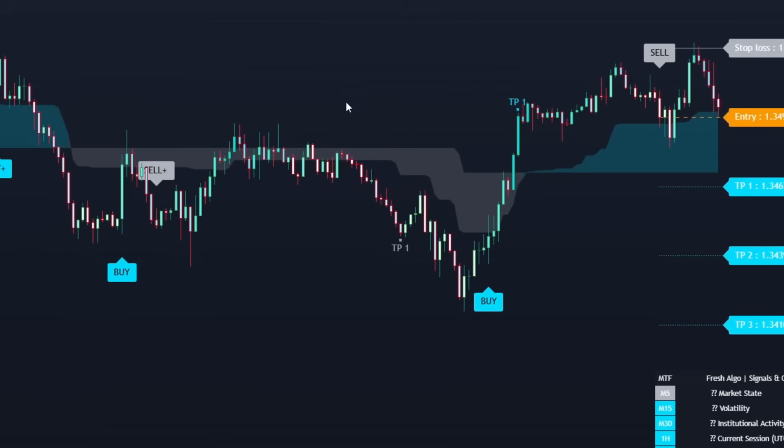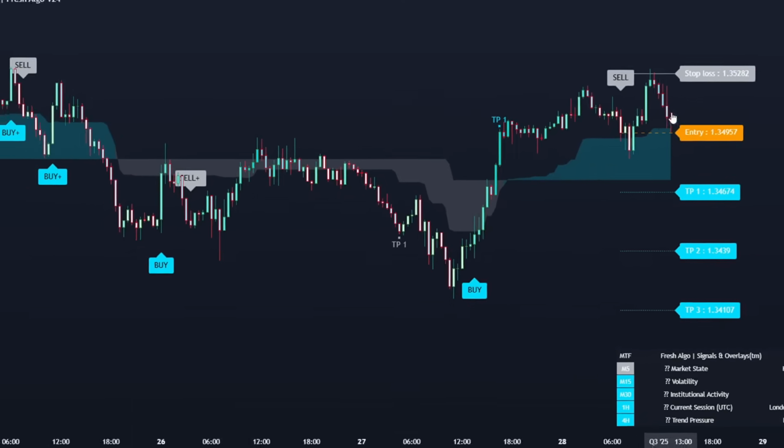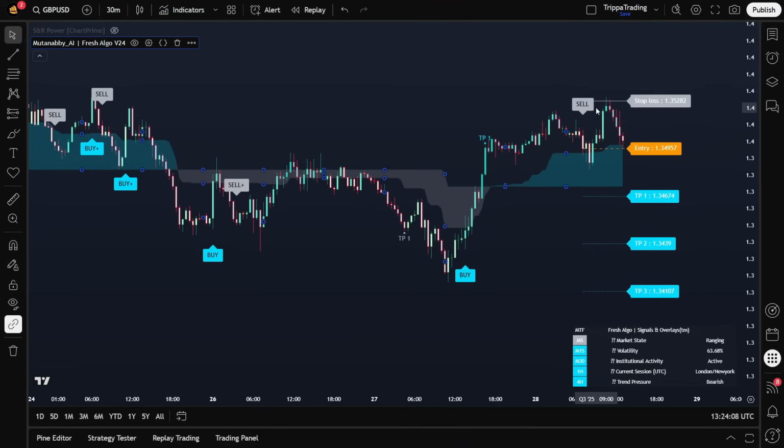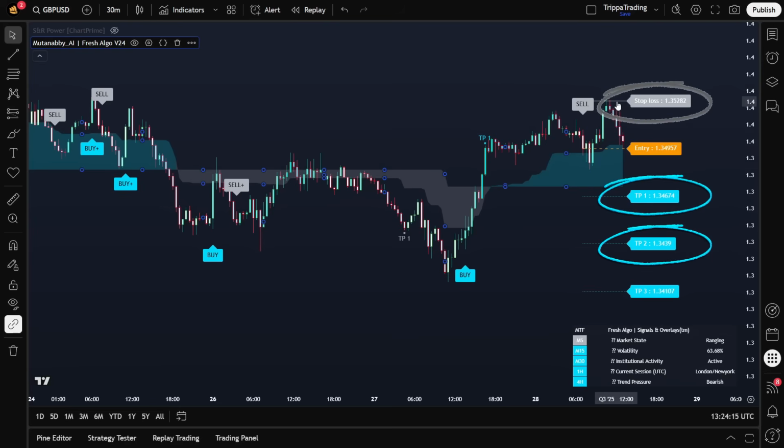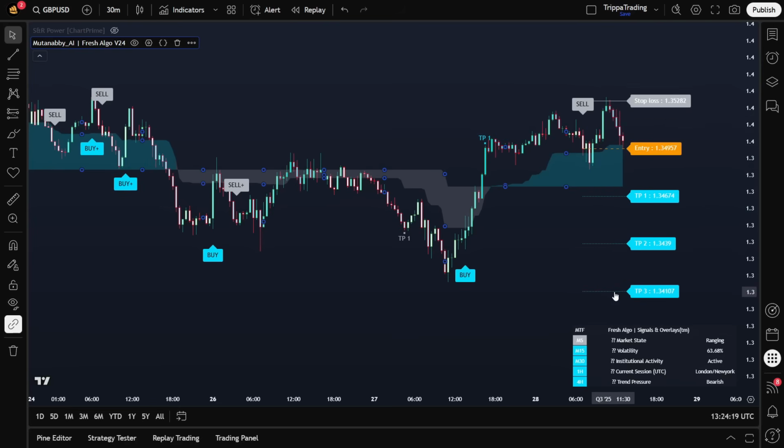It doesn't just say buy or sell. It gives you the entry, the stop loss, and multiple take profit levels right away. It's like having an assistant on your screen telling you, here's the plan. When Fresh Algo prints a buy plus or sell plus signal, it's not just a label. It comes with a predefined stop loss line and TP1, TP2, TP3 levels marked above or below. You can choose to take partials at take profit 1, scale out at take profit 2, or hold for TP3.